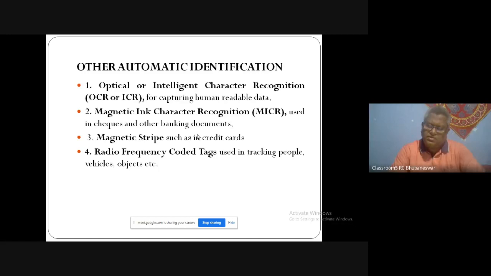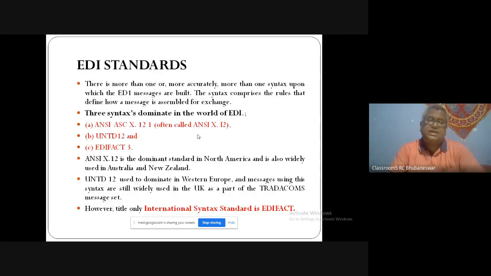There is a blackish magnetic stripe, and a radio frequency coded tag is also there. This is very useful at the time of issuing library books through an online system also. These are some of the automatic identification methods.